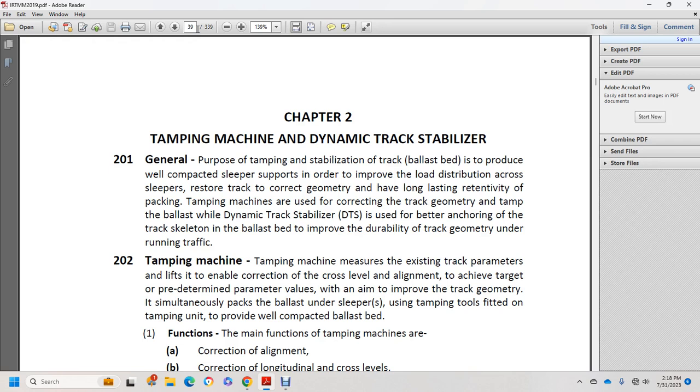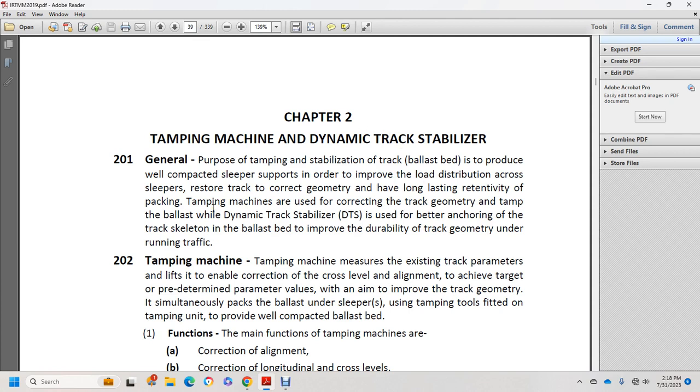General purpose of the tamping and stabilization of the track ballast bed is to produce a compact sleeper support, in order to improve the local distribution of the sleeper load, to restore the track geometry, and to have long-lasting relative packing. Tamping machines are used for correcting track geometry and tamping the ballast, with the dynamic track stabilizers used for better anchoring of the track skeleton in the ballast bed to improve the durability of the track geometry under running traffic.